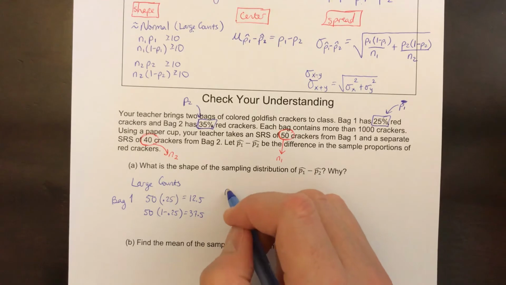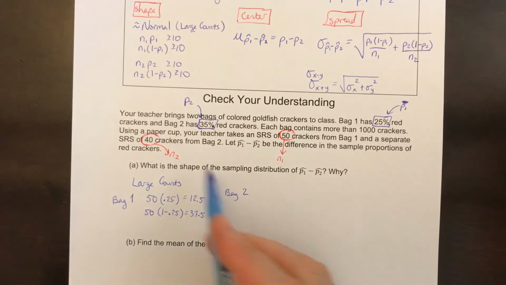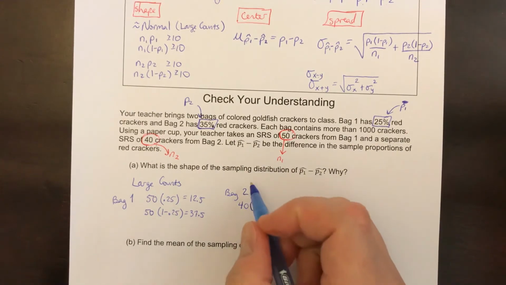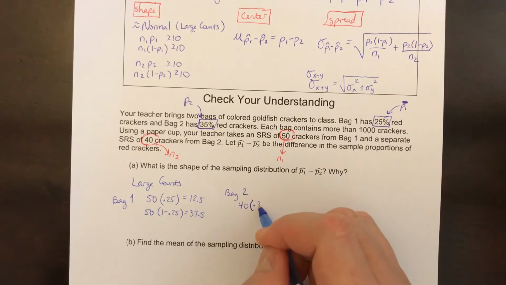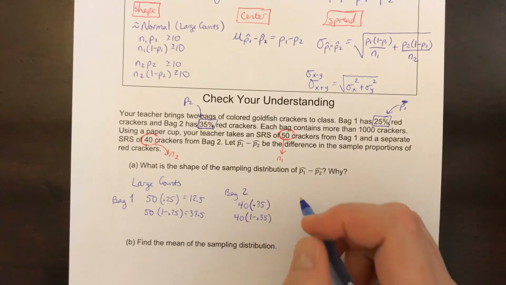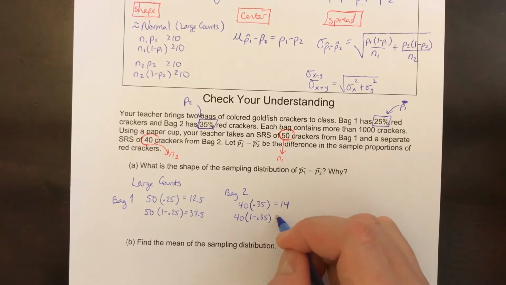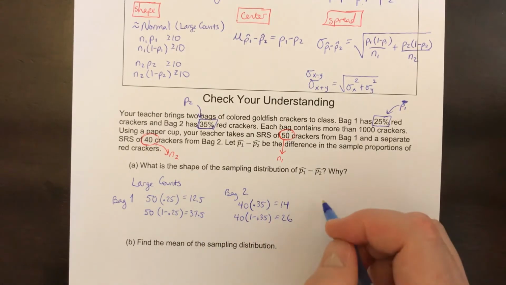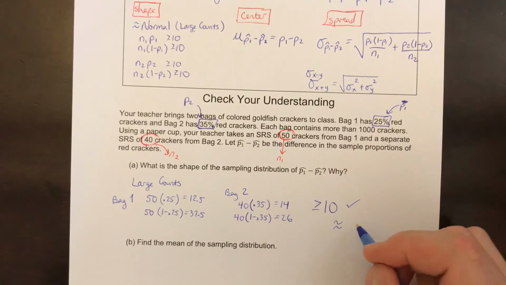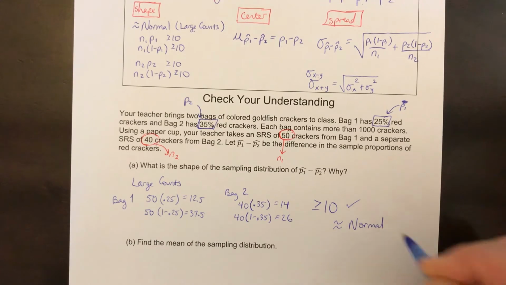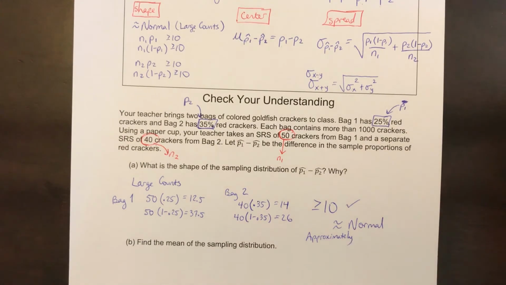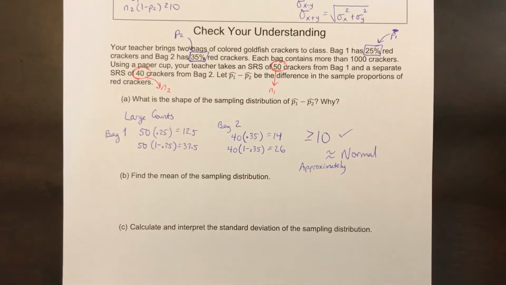If we take bag 2, now we only took 40, that's our sample size, but in bag 2, 35% of the crackers are red, and then 40 times 1 minus 0.35, and if we work that out, we'll get 14 here, we'll get 26 here. Now all 4 of these numbers are greater than or equal to 10, so that means that our shape is going to be approximately normal. And if we're writing this on a test, we want to write the word approximately. Okay, so there's the shape.